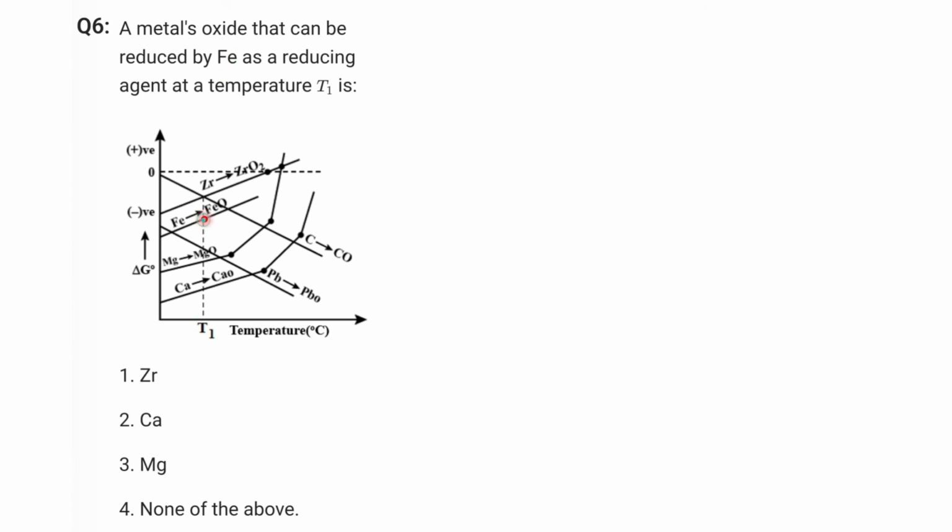So, that can be reduced by Fe. Of course, Fe is placed lower, right? So it can only reduce the zirconium, right? While magnesium is lower, so Fe cannot reduce this MgO, and calcium is placed lower, so Fe cannot reduce this calcium oxide into the calcium. So this Fe can reduce the zirconium oxide to the zirconium, right? So this zirconium is the correct answer. The option number 1 is the correct one.